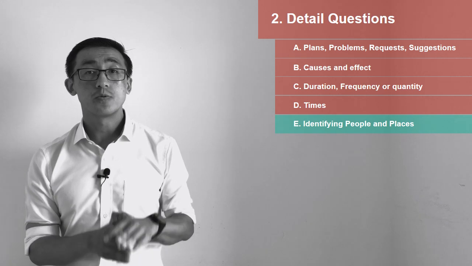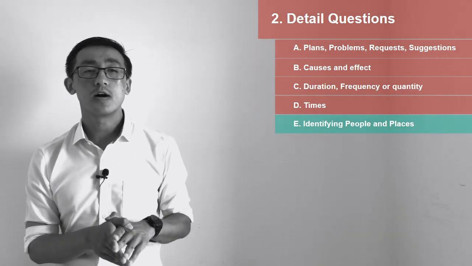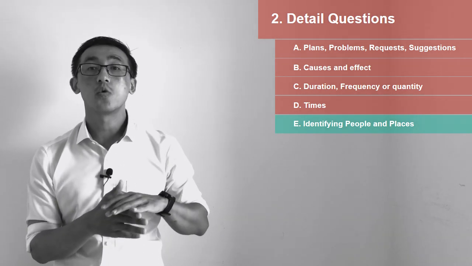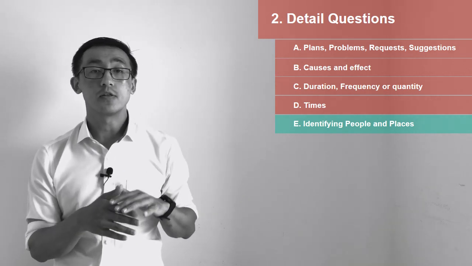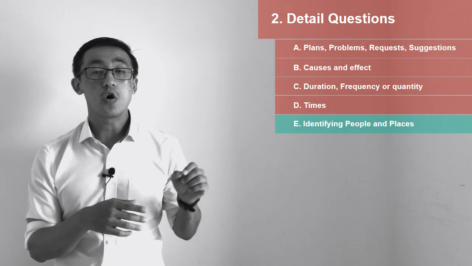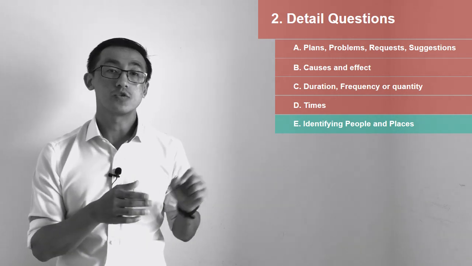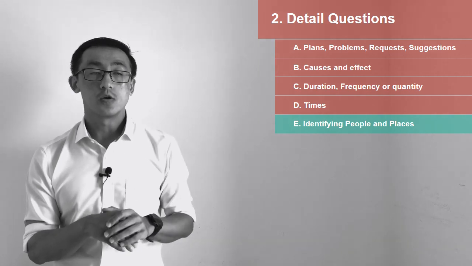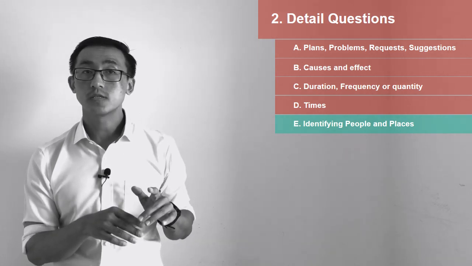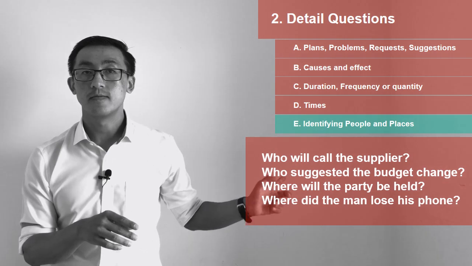So questions about places require you to identify what location a speaker is going to or coming from. These questions may also be about the location where an event occurred or will occur in the future. This question type usually begins with where. So please look at the questions given on the screen right here.